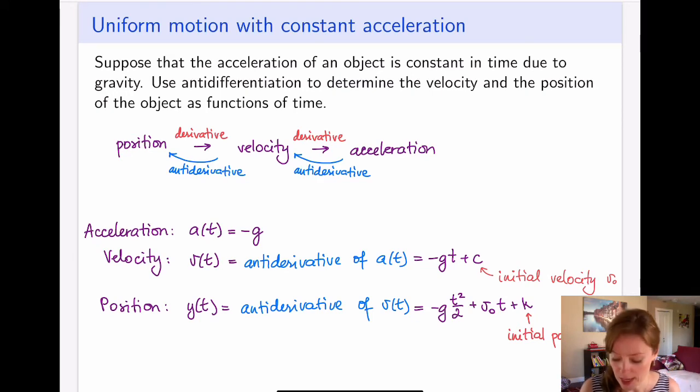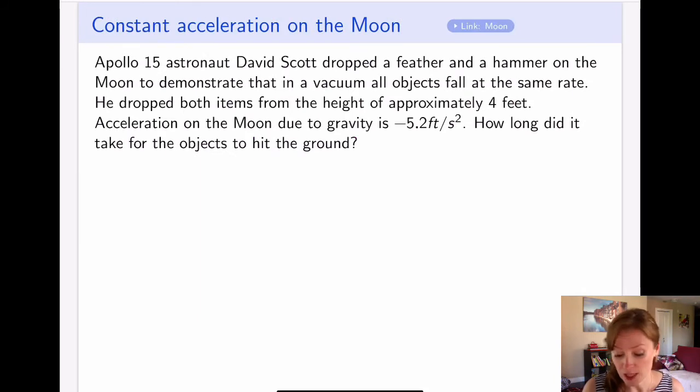Now for our next application, let's take a look at constant acceleration on the moon. There, we don't even have to talk about our simplified model of assuming no air resistance and therefore no drag, because there's no atmosphere on the moon. So our simplified model of assuming that the forces of gravity are the only forces acting upon an object are actually all of the assumptions that we need to make.